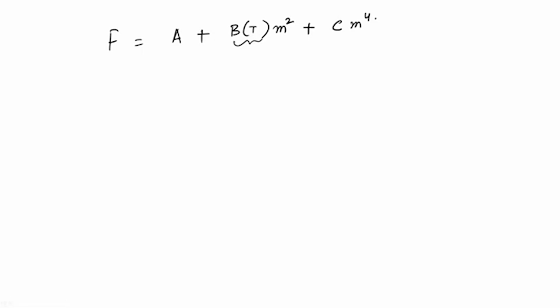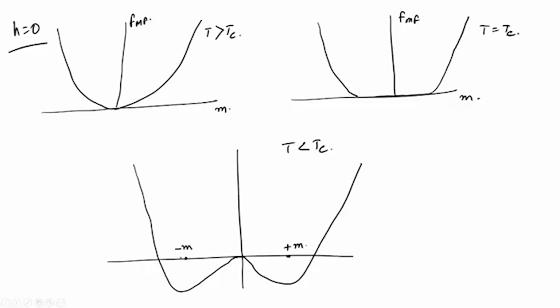One can write further terms, but the physics is not qualitatively changed if you write further terms. These are good enough for us to analyze this problem. So, if you go to these two plots, at h equal to 0 you do not have, at T greater than Tc, there is no magnetization. At T equal to Tc it becomes flat, and at T less than Tc there is magnetization even at h equal to 0.